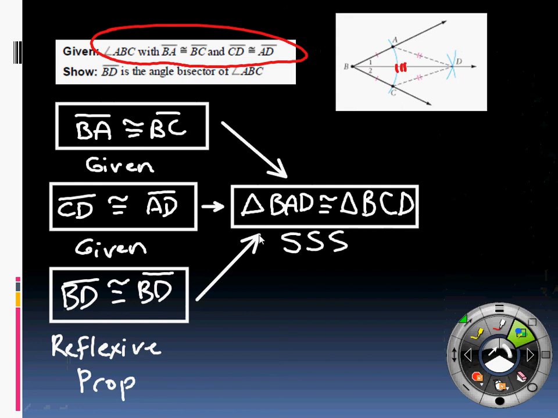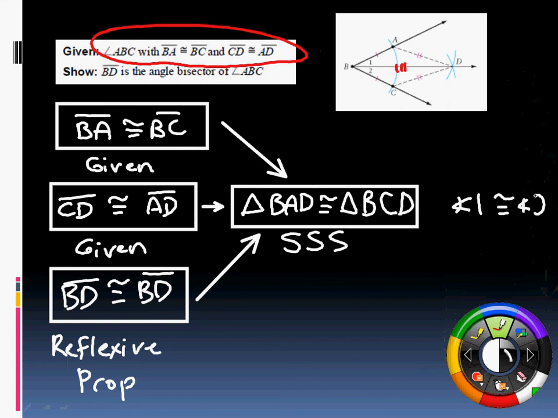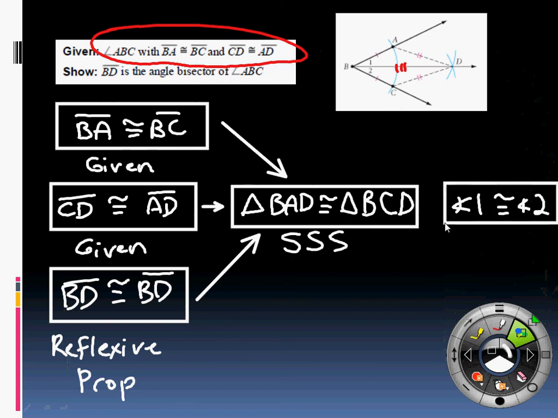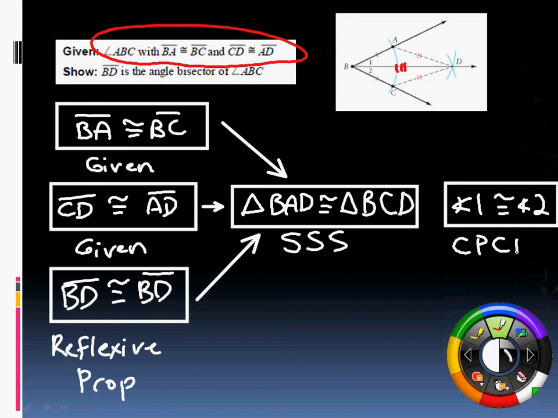Now that I have these two triangles congruent to each other, I can say that the angles are congruent to each other, that angle 1 is congruent to angle 2. So I get angle 1 is congruent to angle 2. Why was that true? Well, that's because once the whole triangle is congruent, it means that any of the corresponding angles are congruent, and that's called CPCTC. Corresponding parts of congruent triangles are congruent.